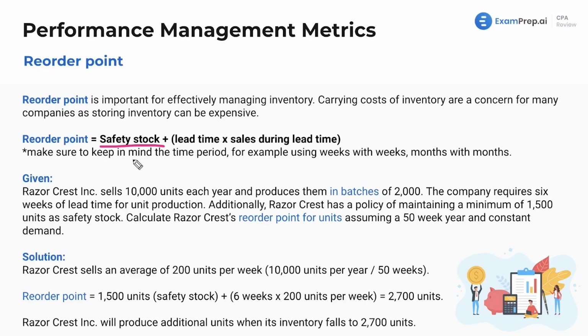Make sure to keep in mind the period. If we're using weeks, use weeks. Apples to apples, oranges to oranges. Right? If it mentions months, then use months. I don't think it'll really use years, but it theoretically could. But good practice to always use the same time periods.